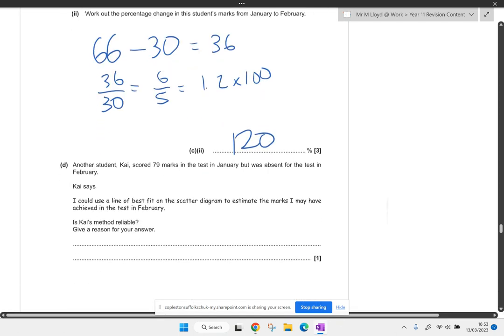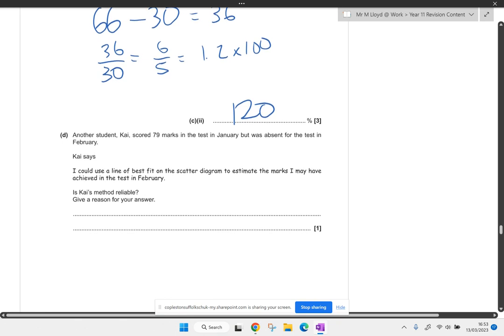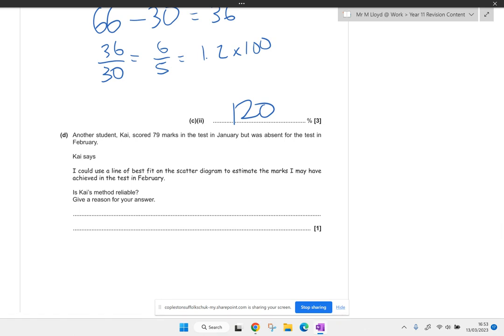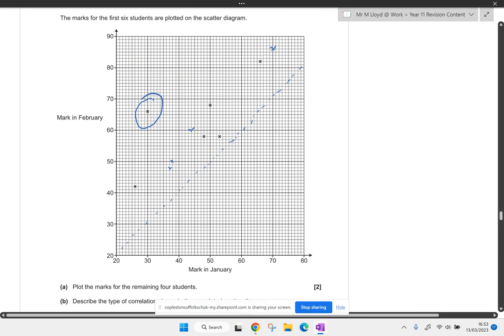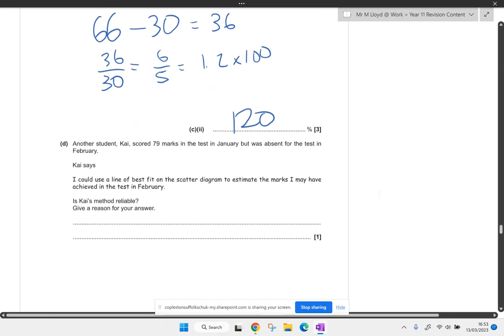Another student, Kai, scored 79 marks in the test in January, but was absent for the test in February. Kai says, I could use a line of best fit on the scatter diagram to estimate the marks I may have achieved. Is Kai's method reliable? So this is the second time I've seen this. No, it's not reliable. Let me tell you why.